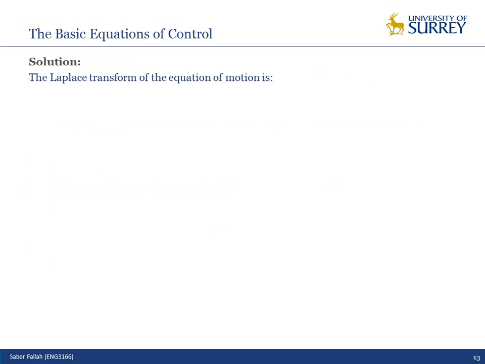So as a solution, the Laplace transform will be (J s omega E plus B omega E) equals A1 U(s) plus A2 TL(s). TL(s) is the Laplace transform of the disturbance. U is the Laplace transform of the control input. Omega is the Laplace transform of the engine shaft speed.